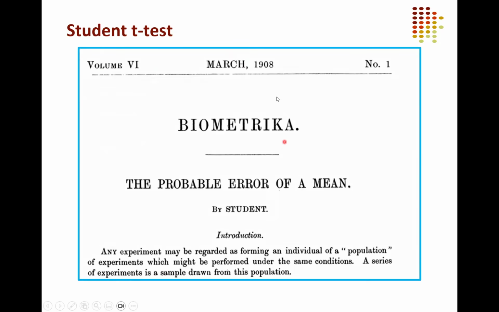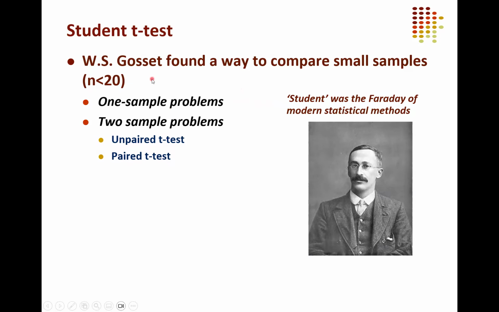So the t-test appeared in 1908 and with the cover name suggested by the person William Gossett for himself, who was a student. Therefore, the famous name is student t-test. So the person William Gossett found a way to compare small samples where the sample size is less than 20. So this work was so novel that to some statisticians, Mr. Student was the Faraday of modern statistical methods.